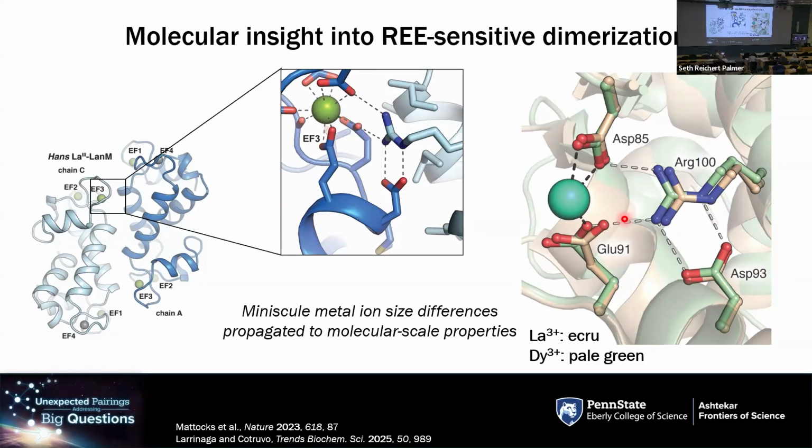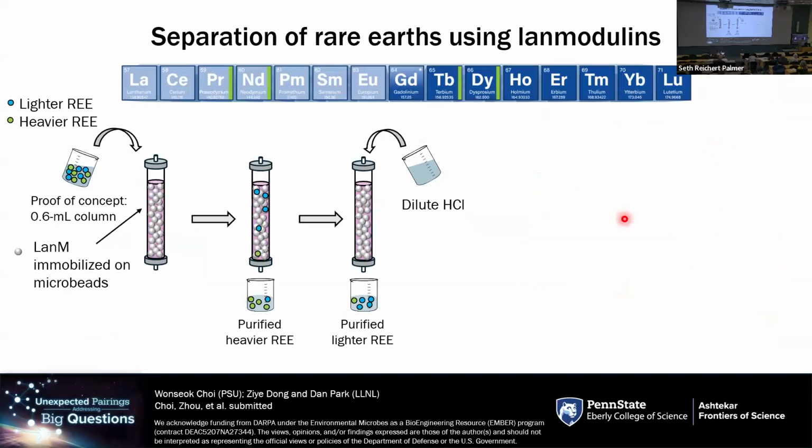So I think this is a nice example of how you can take really small differences in the size of these ions and turn them into really big differences in the molecular properties of these two proteins. So in this case, dimerization. So then we were excited about this differentiation mechanism and whether we could use this for separations of rare earths.